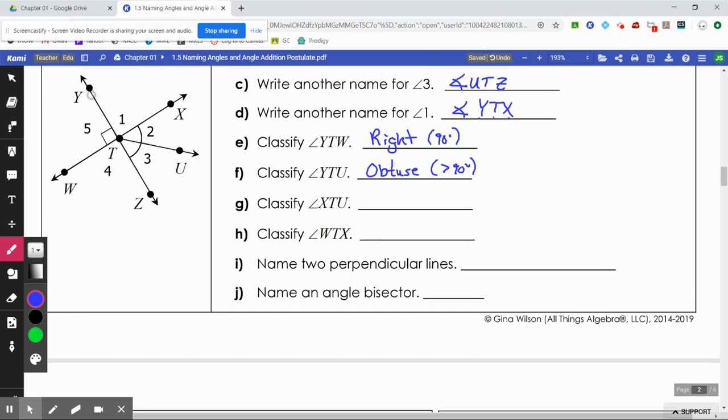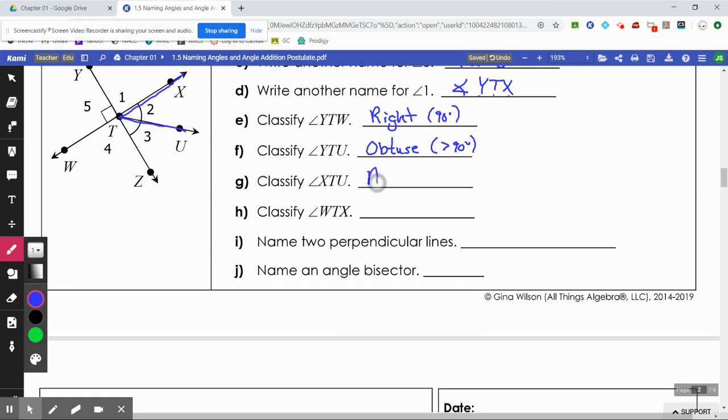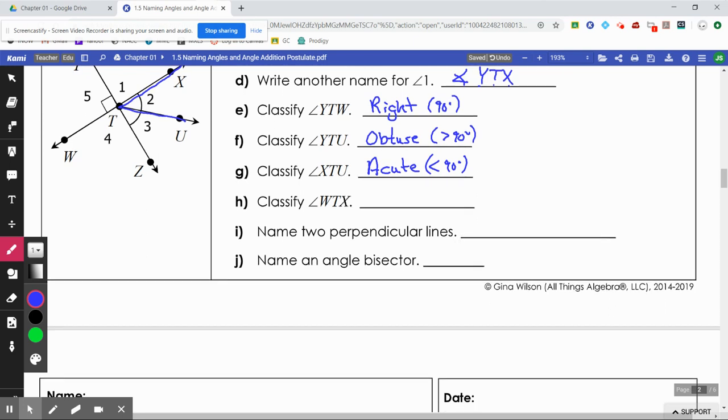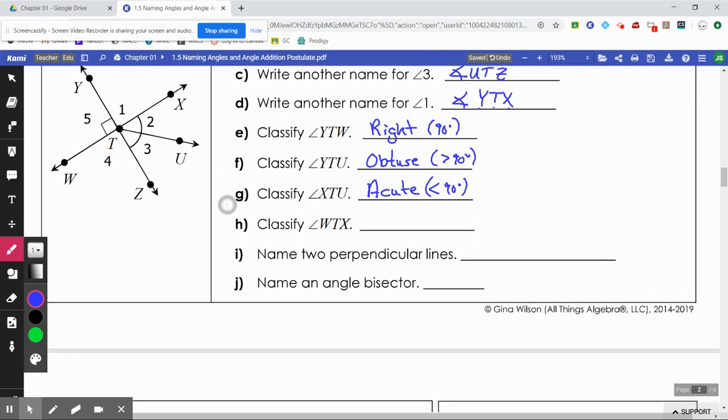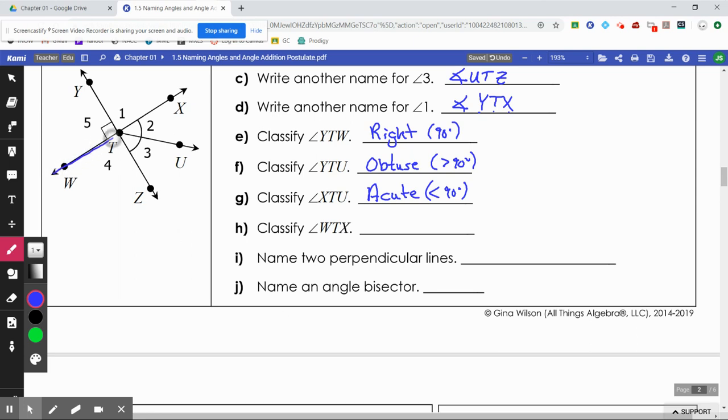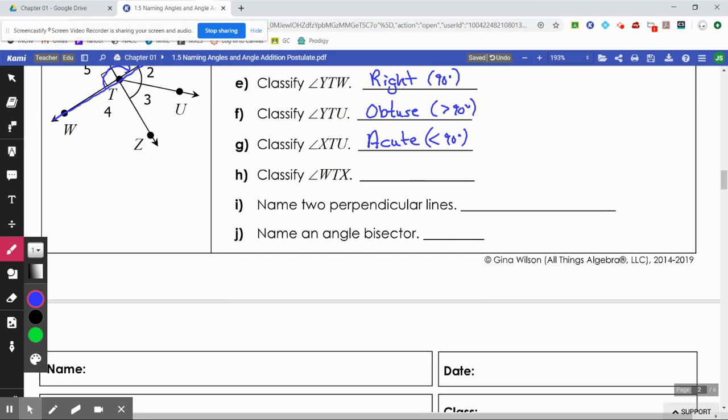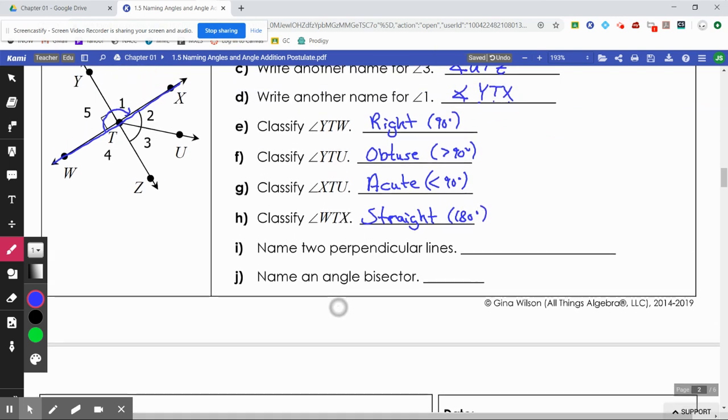XTU, let's find X, T, and U. XTU would be definitely smaller than 90. That'd be an acute angle because it is less than 90 degrees. And then finally, WTX. I bet I know what this one's going to be. W to T to X. That's opened up all the way. So that's 180 or a straight angle. Straight. And it is straight because it is a 180-degree angle. To be continued. More on that to come.